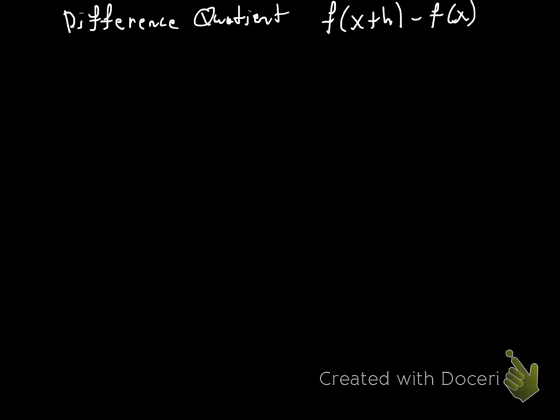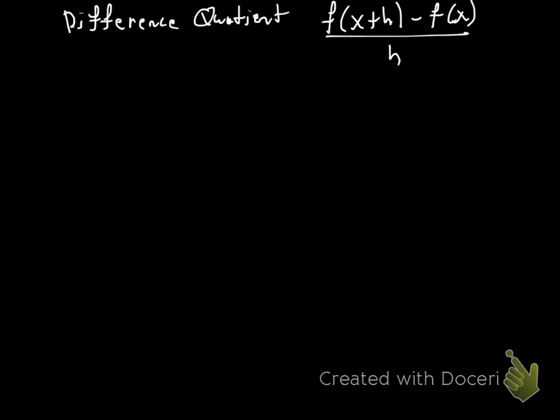The difference quotient is a lot like slope. The f's are your y's, so I have something like y2 minus y1 in the numerator, and then if I subtract x plus h and x, if I take their difference, I'm just left with h. So it's a lot like finding a slope. It's kind of like the slope of a secant.